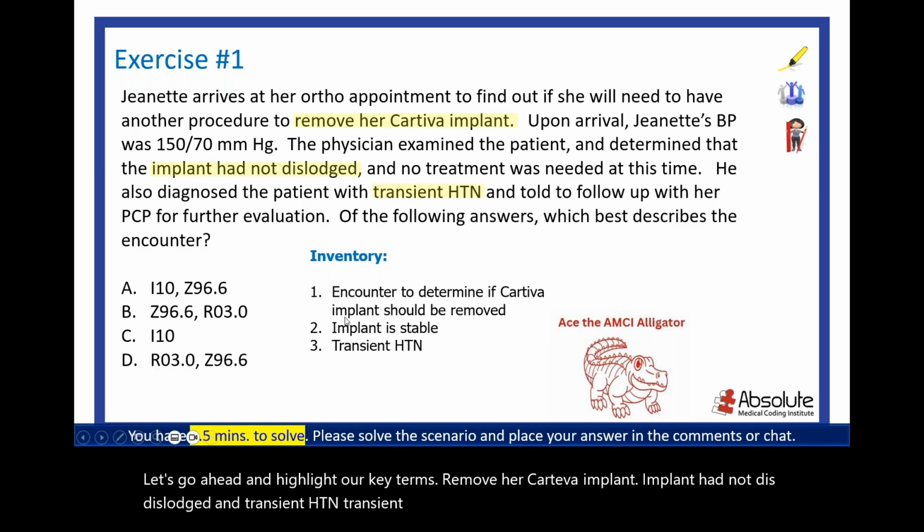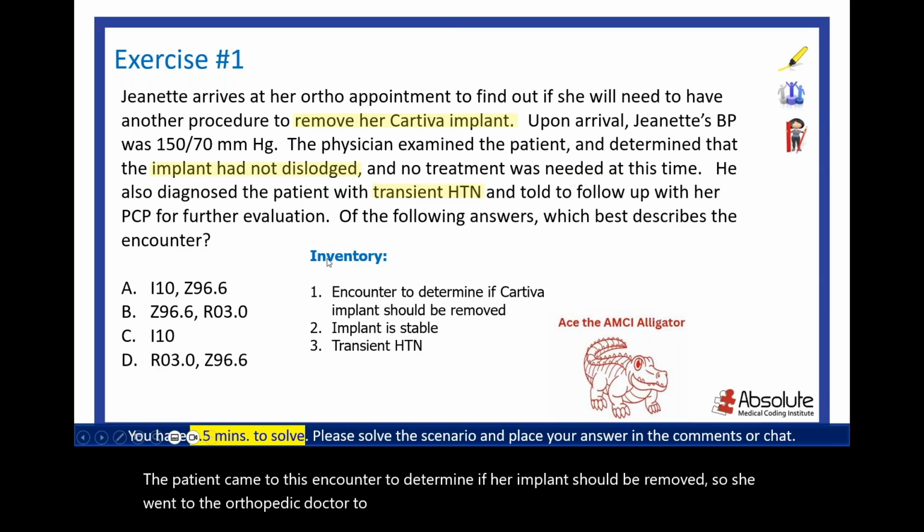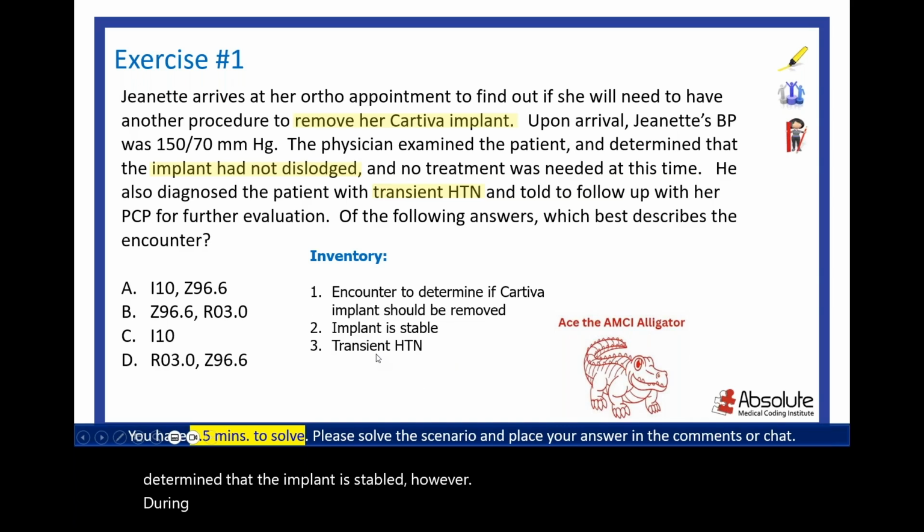All right, so the patient came to this encounter to determine if her implant should be removed. So she went to the orthopedic doctor to see if her implant should be removed. Then the doctor determined that the implant is stable. However, during that visit, the doctor determined that the patient's blood pressure was high.